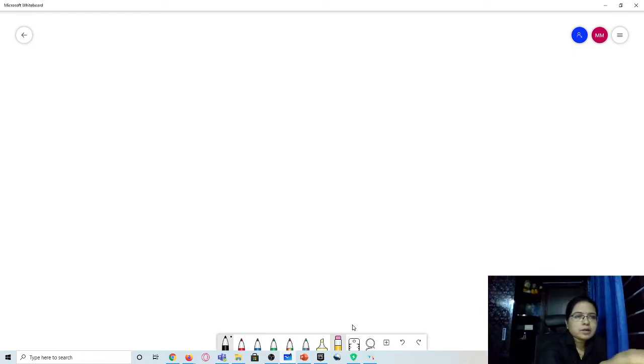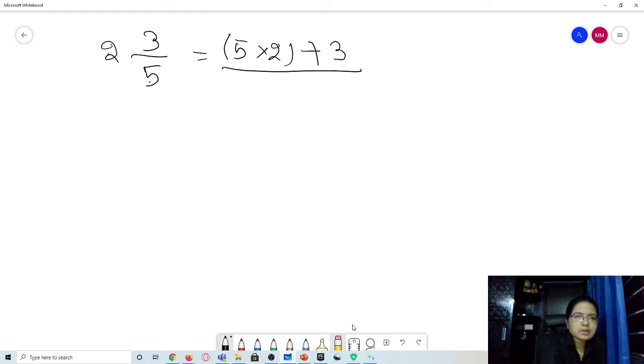Now how to convert a mixed fraction into an improper fraction? 2, 3 divided by 5. This is a mixed fraction. We have to convert this mixed fraction into an improper fraction. Multiply the denominator 5 with the whole 2, plus the numerator 3, divided by the denominator 5. 5 multiplied by 2 is 10. 10 plus 3 is 13. 13 divided by 5.